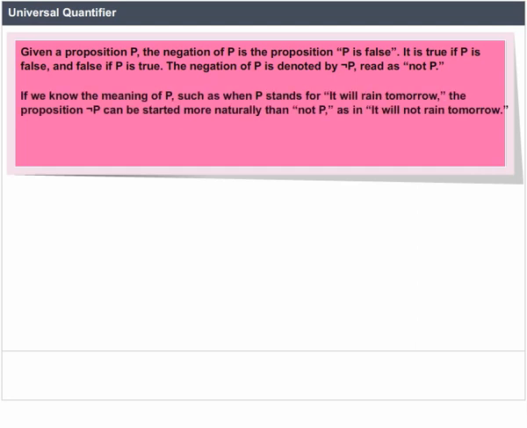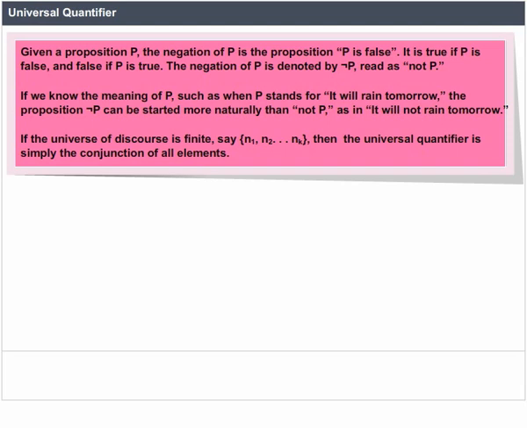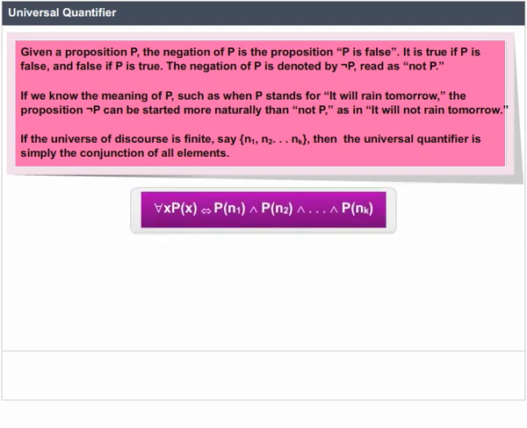If we know the meaning of P, such as when P stands for "it will rain tomorrow," the proposition not P can be stated more naturally than "not P," as in "it will not rain tomorrow." If the universe of discourse is finite, say n1, n2, up to nk, then the universal quantifier is simply the conjunction of all elements: for every x, P of x if and only if P of n1 and P of n2 and so on, and P of nk.